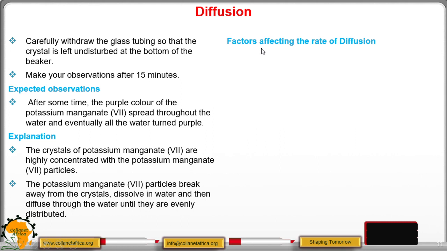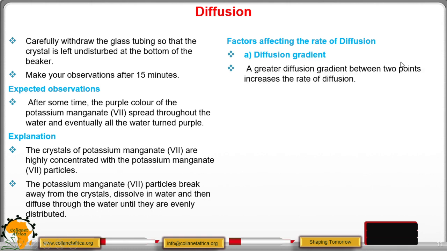After that, what are the factors affecting the rate of diffusion? One is the diffusion gradient, and we have talked about it a lot. A greater diffusion gradient between 2 points increases the rate of diffusion. That is very true.